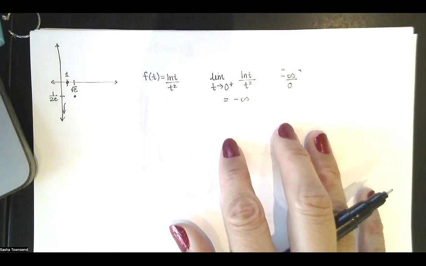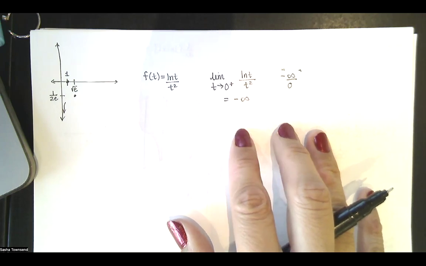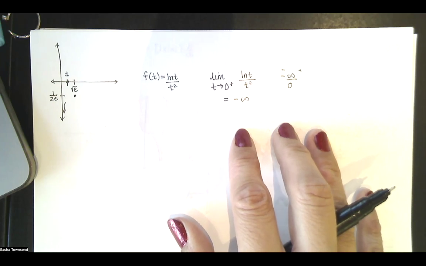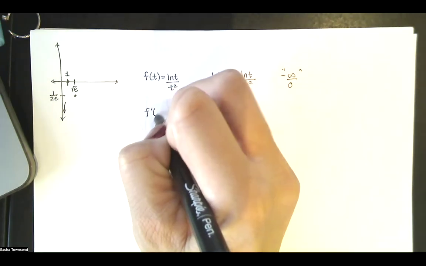Negative infinity divided by a tiny positive number should be a large negative number. All right. And we said that f prime looks like this.